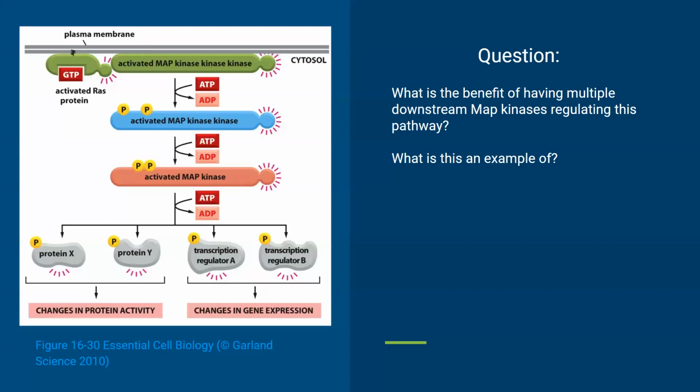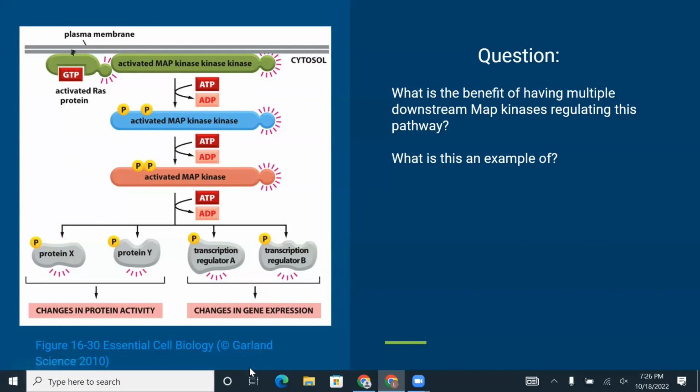So we have these 3 MAP kinases here. It seems kind of redundant that we would have all of these in this kinase cascade, but what would be the benefit of this redundancy? What purpose would that serve? Yeah, amplification.